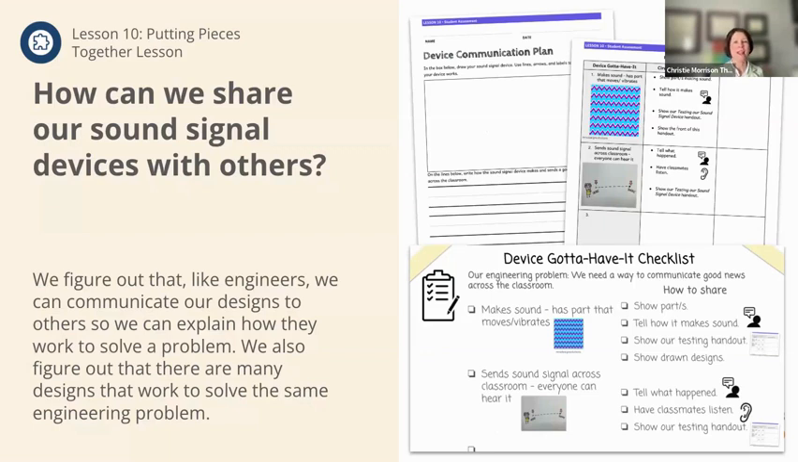Then we present our sound signal devices, allowing us to explain to our classmates how our devices work to solve our engineering problem, and providing another summative assessment opportunity. We use a gallery tour to observe everyone's devices and then reflect on our work as engineers. We compare our designed devices, recognizing how many different designs can work to solve the same engineering problem. And then we use them to celebrate our good news. We have completed our unit.